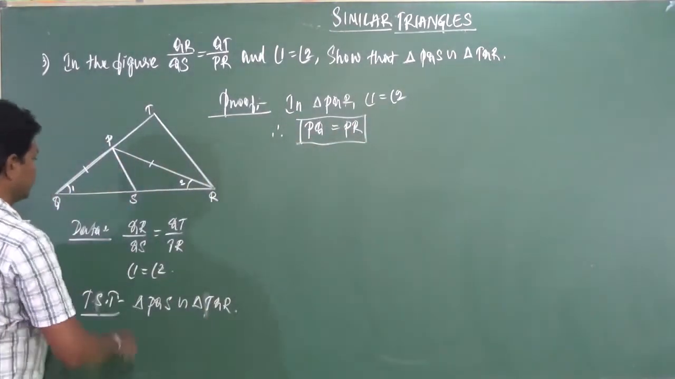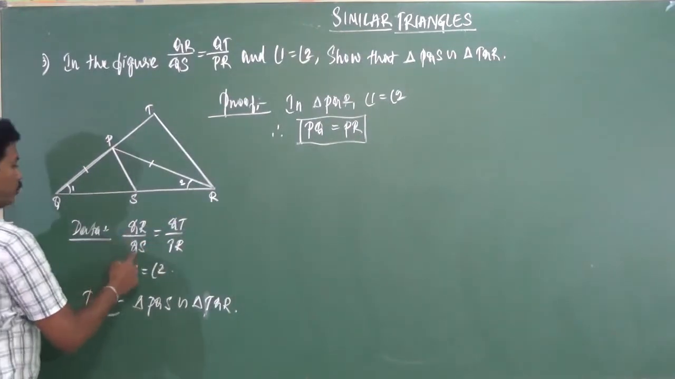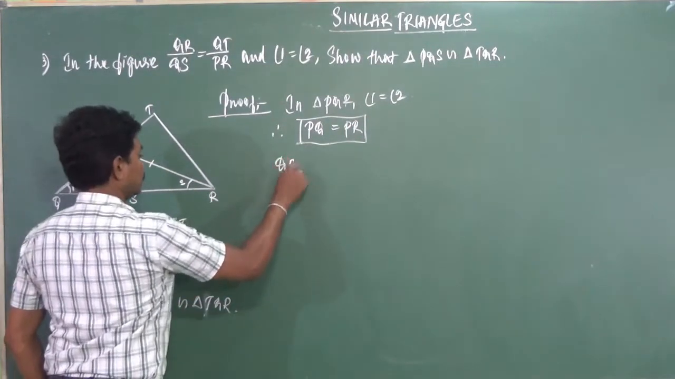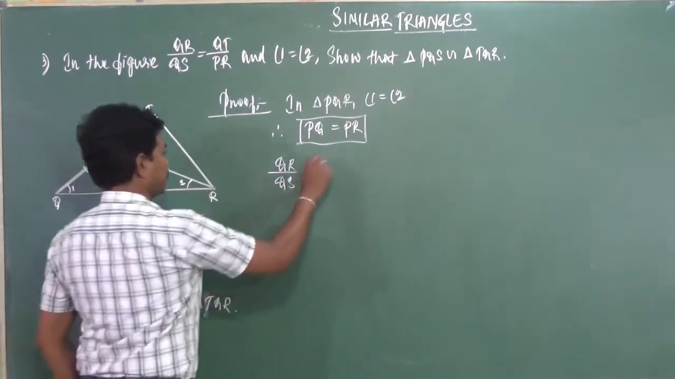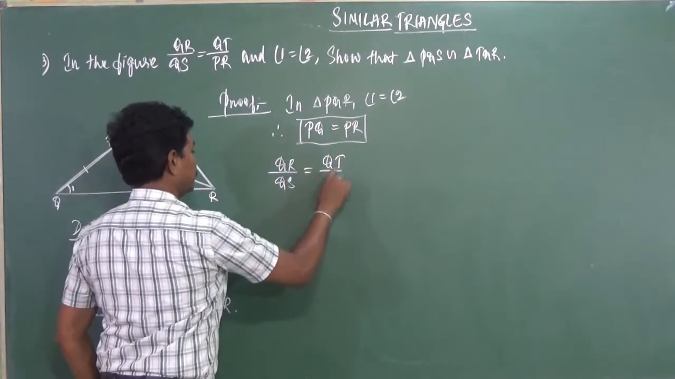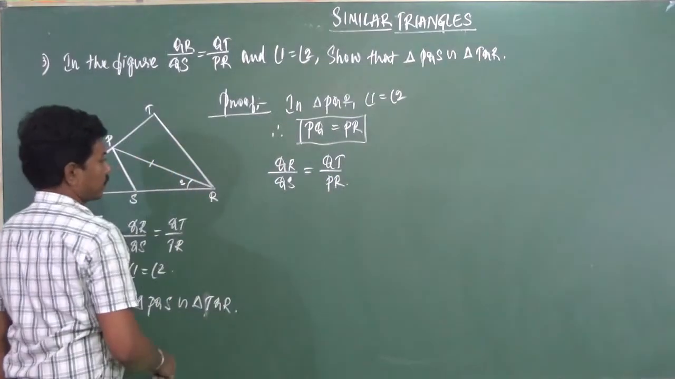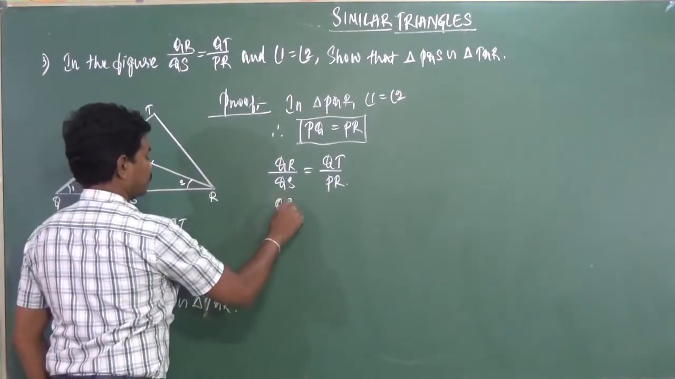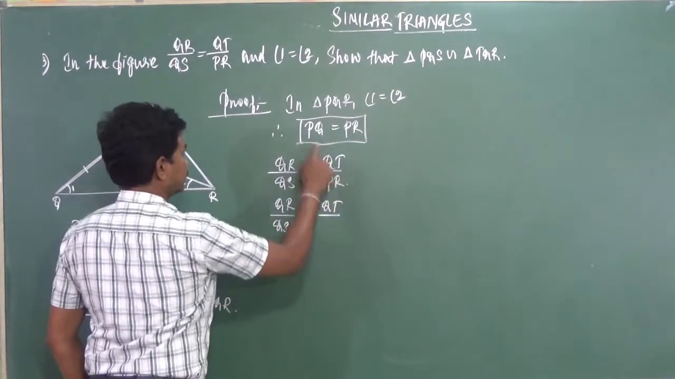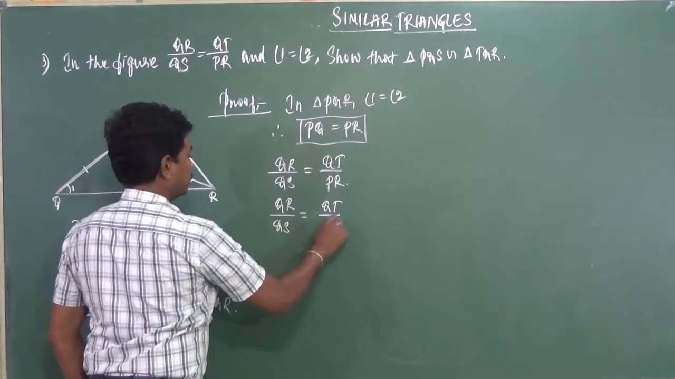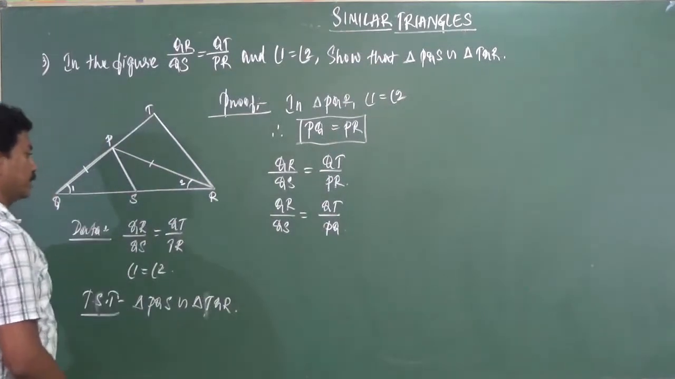Okay, now we will take this ratio and continue. QR by QS is equal to QT by PR. So QR by QS is equal to QT by, instead of PR I can write PQ. So let us see the ratio, what has happened.